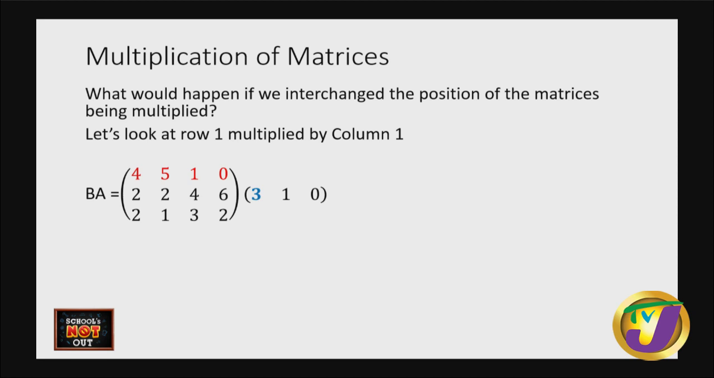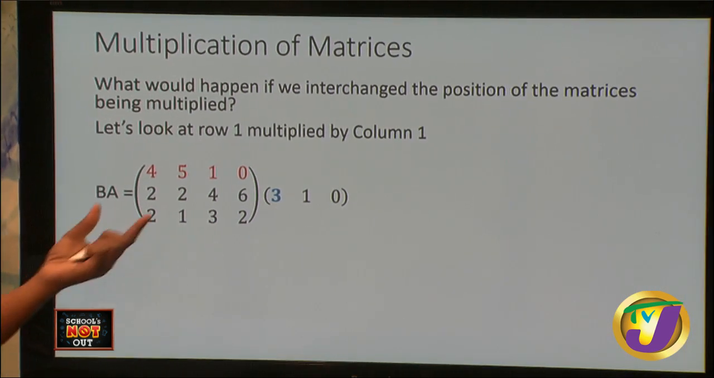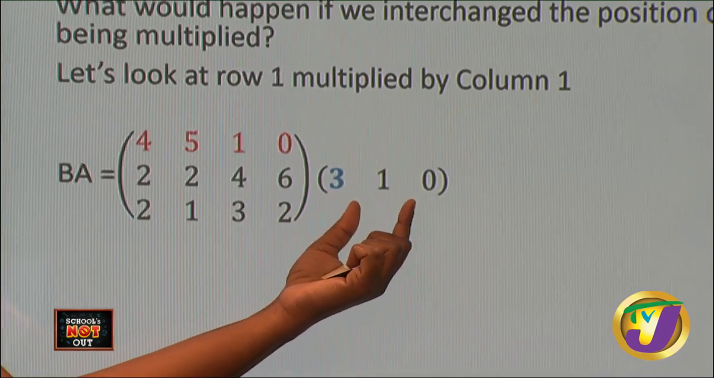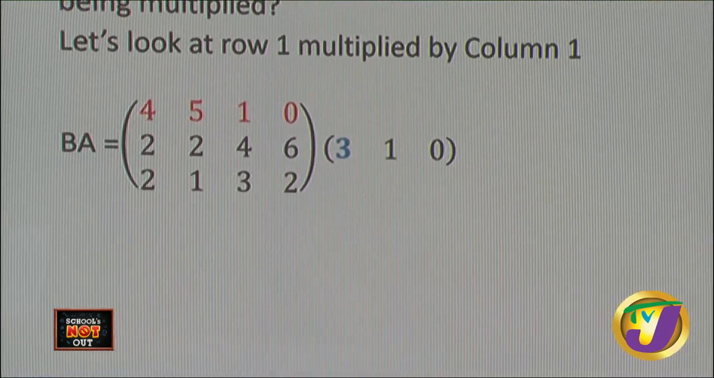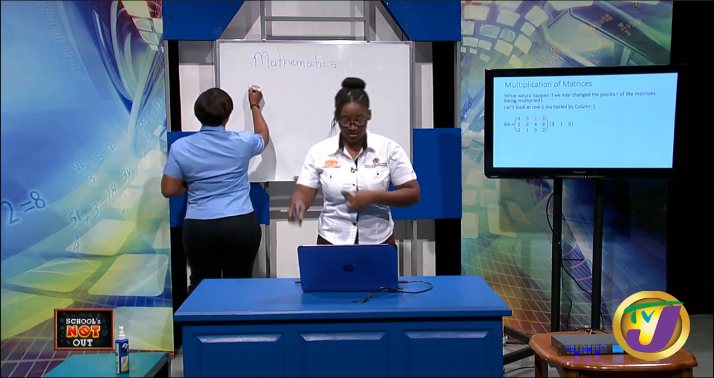So we're changing the positions of the matrices. And so now B becomes the multiplier and A is the multiplicand. We want to see what would happen. Based on what we would have said, we can probably try to explore it a little bit on the board.